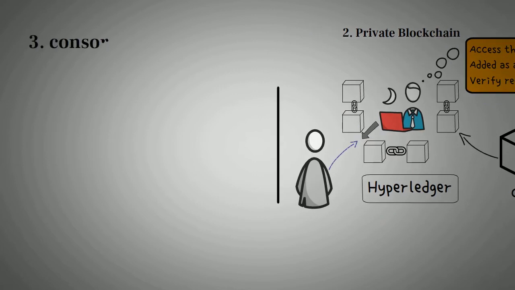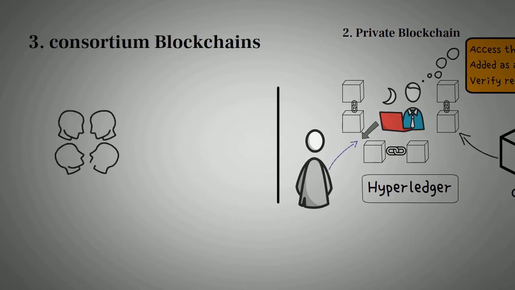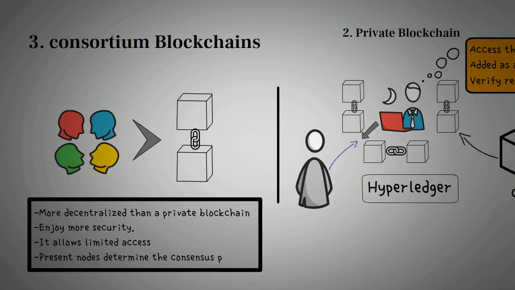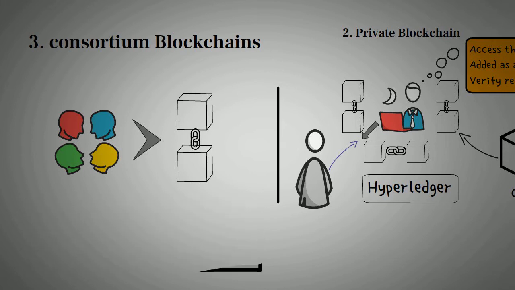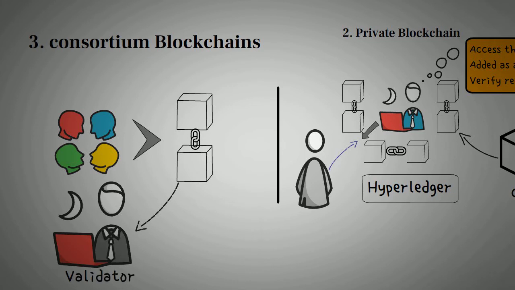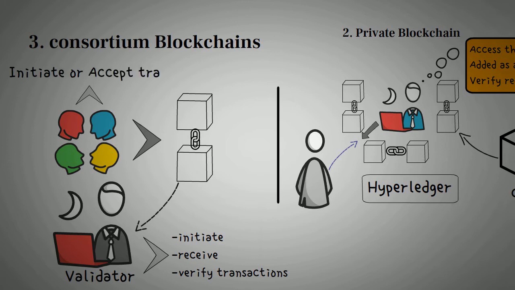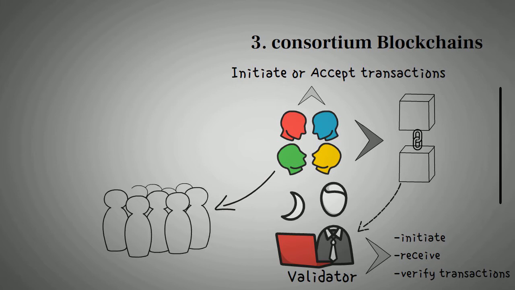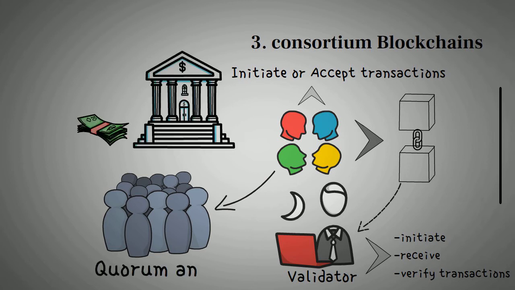The third is the consortium blockchains. A group of companies or organizations govern these permissioned blockchains instead of one individual. They are more decentralized than a private blockchain and enjoy more security. It allows limited access and the present nodes determine the consensus process. Furthermore, it constitutes validator nodes to initiate, receive, and verify transactions, while member nodes have permission to initiate or accept transactions. Here, users can transfer digital assets with improved efficiency and scalability from one blockchain to another. Examples of this type of blockchain used in payments and banking are Quorum and Corda.